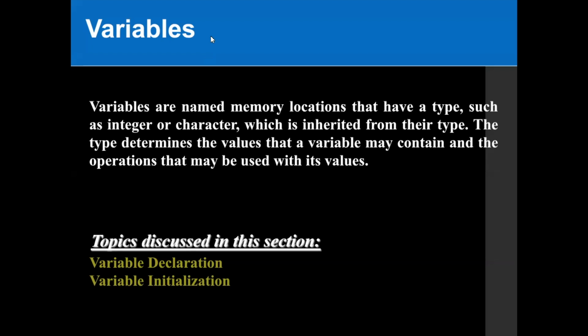Let's talk about variables in this lecture. Variables have two things. Each variable has a type, and this is what we call a data type. And the other one is name, right? So a variable can have a name as well, data type and name. So variables are named memory locations.